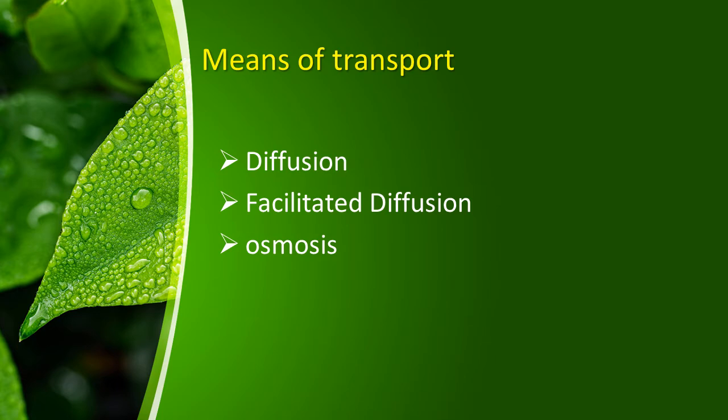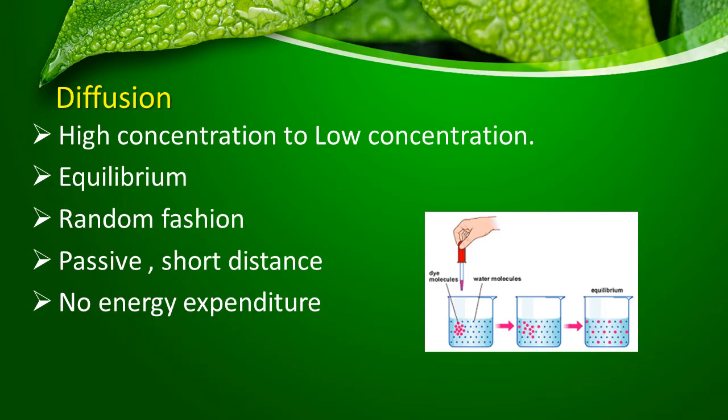We have learned what kind of substances are transported in plants and the types of transport. Now we are going to see the means of transport in plants. There are three types of transport mechanisms: diffusion, facilitated diffusion, and osmosis. All these are passive processes. The first one is diffusion.